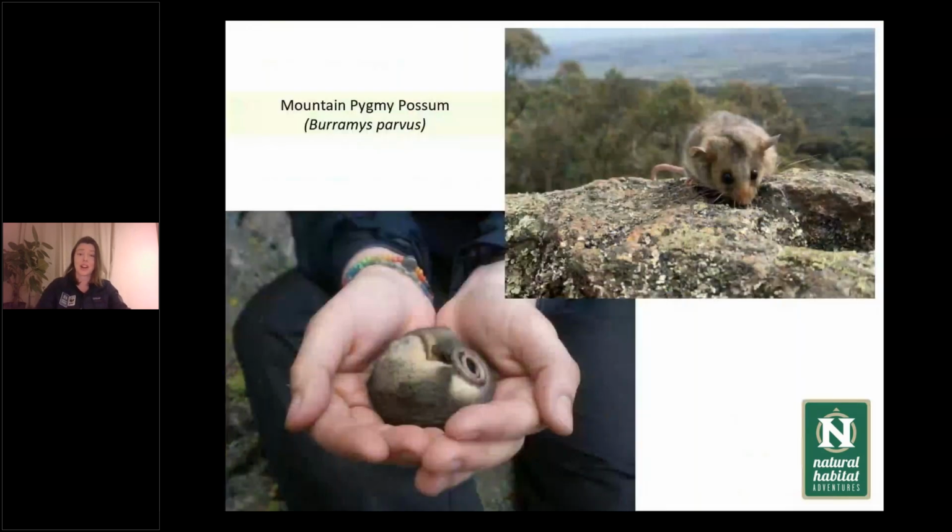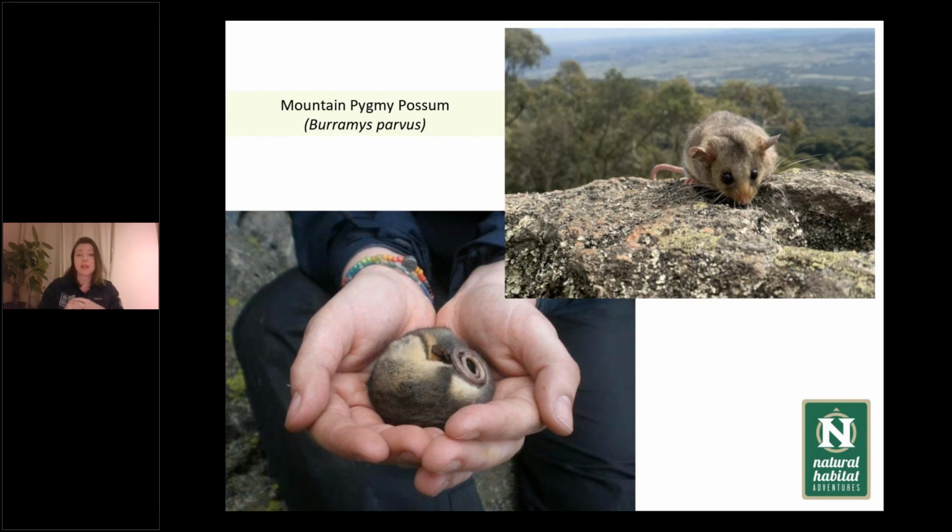The other creature I wanted to mention is this gorgeous one. This is the mountain pygmy possum. So it is a possum, it is a marsupial, it is related to the opossum in North America in that it's a marsupial, but it's not related quite closely. So the opossum is the only marsupial in North America, and then we have a whole host of species of possum in Australia that are quite different, but they are all marsupials, so they all have a pouch.